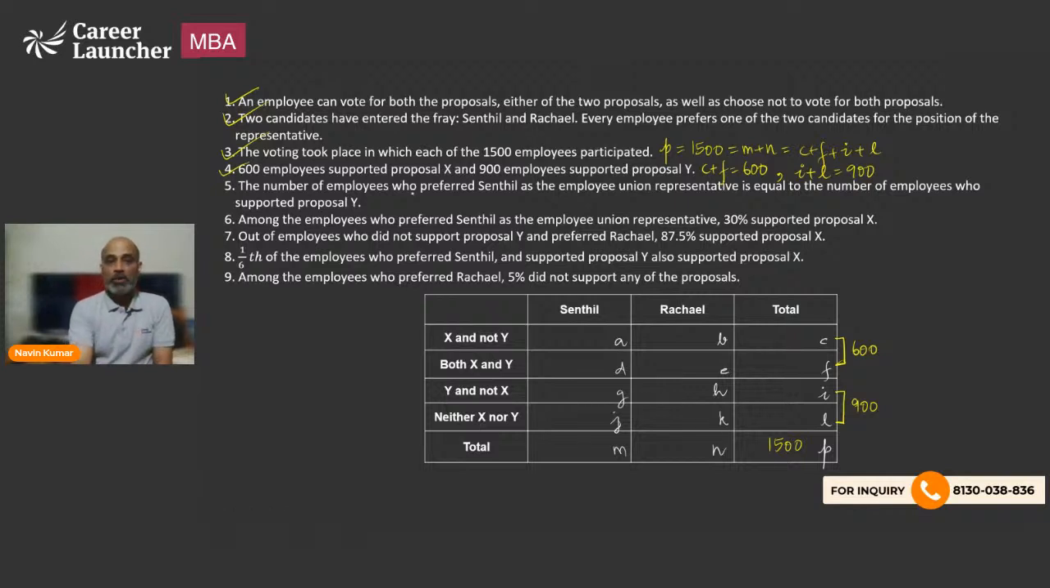Fifth, the number of employees who preferred Senthil as the union representative. So people who favor Senthil as the union representative, can we say it's M? That is A plus D plus G plus J, add everything, M is equal to the number of employees who supported proposal Y. Proposal Y, we just saw that 900 employees support proposal Y. So can we say this is going to be 900? So this fifth statement says that M is 900 and this 900 is nothing but the sum of A, D, G and J.